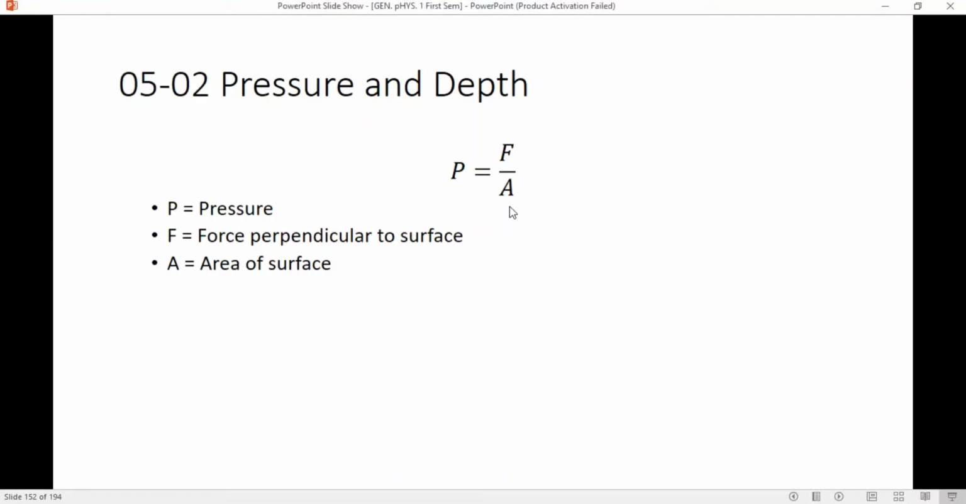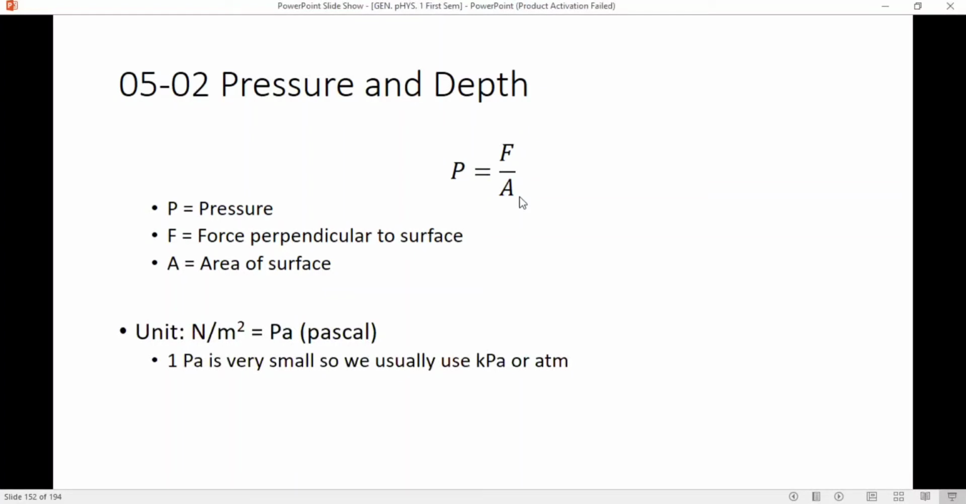But inverse to area. Kapag ang area in-increase mo, probably the pressure will decrease. Pero pag dinecrease mo yung area, probably the pressure will increase. Kasi inverse yung kanilang relationship.